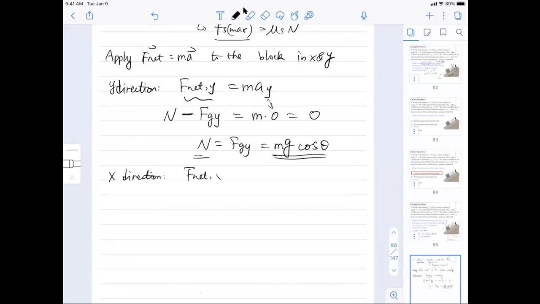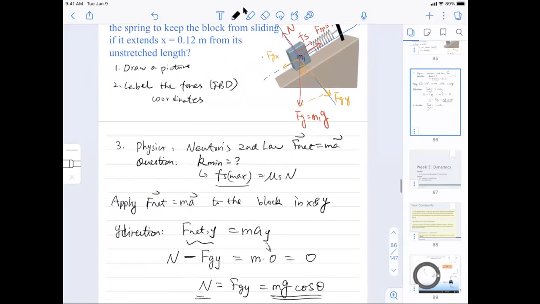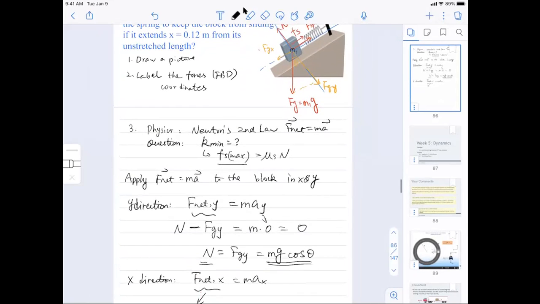F net of x equals m a_x. Okay, so how do I represent all the forces in the x direction? How do I expand this? Anybody would like to help us write the left-hand side of this equation? How do I write the left-hand side of the equation? You just simply add up all the forces in the x direction. If it's in the positive direction, you say positive. If it's negative, you add a negative sign. Anybody?